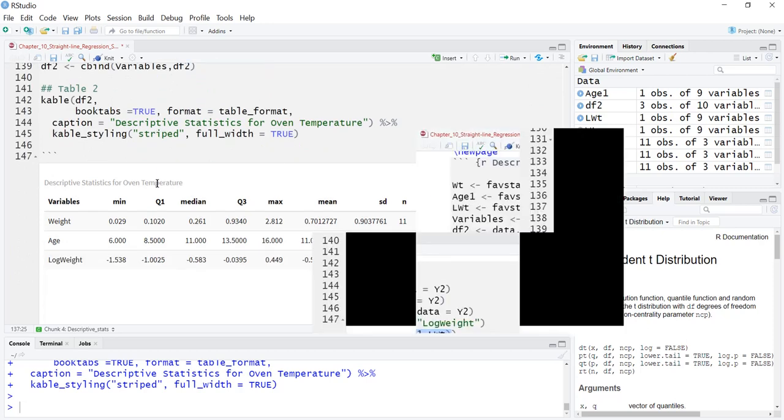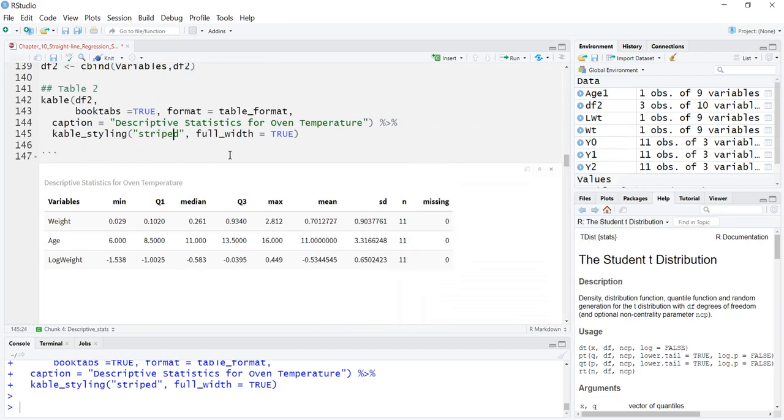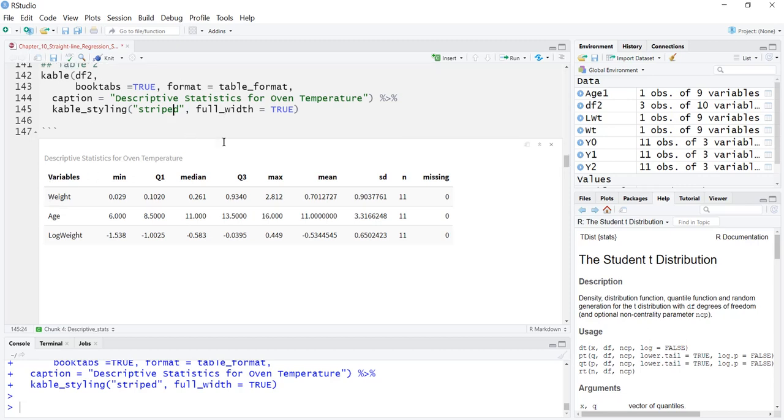Now we could make it all in one column, but we don't need that. We don't want it that way for our analysis. We want them in different columns for the regression, as we'll see.